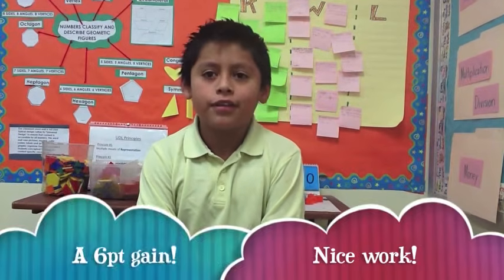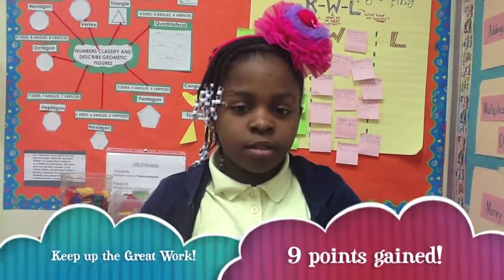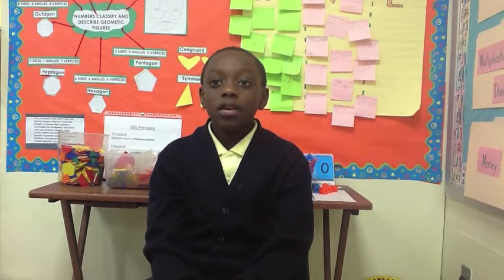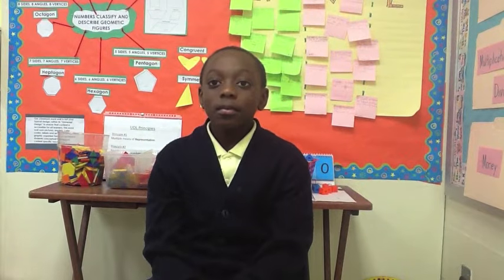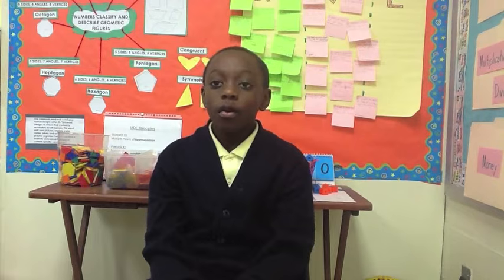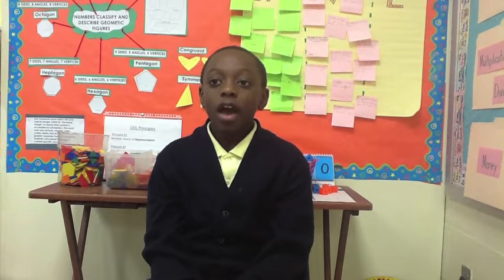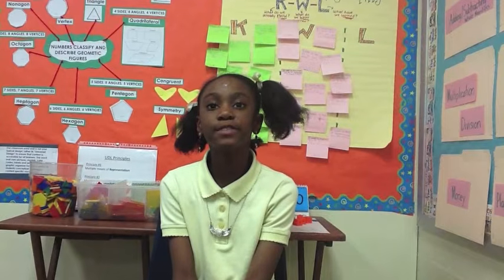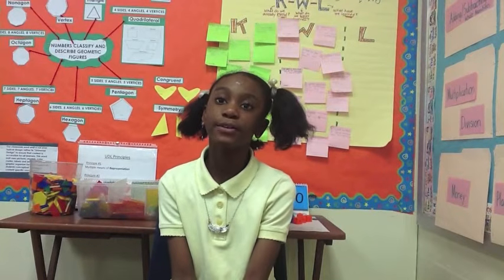I improved 6 points. My FAST 1 score was 81% advanced. My FAST 2 score was 90% advanced. I moved up 9 points. My FAST 1 score was 60% proficient. My FAST 2 score was 73 advanced. I improved 13 points. My FAST 1 score was 50% proficient. My FAST 2 score was 58% proficient. I improved 8 points.